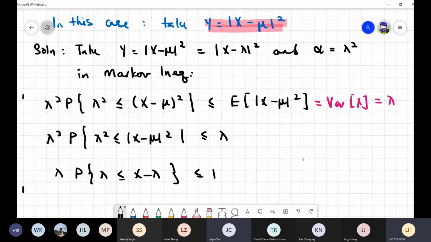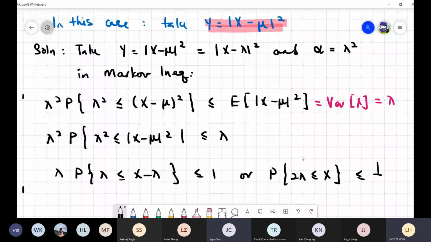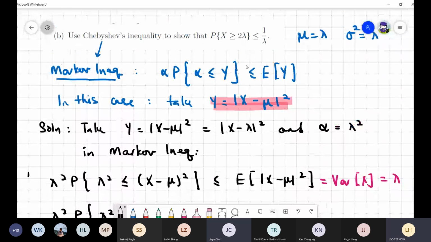And once we bring this over, then we can get the answers already. All p x squared equal to 2 lambda less than 1 over lambda. So this is actually what we want to prove.